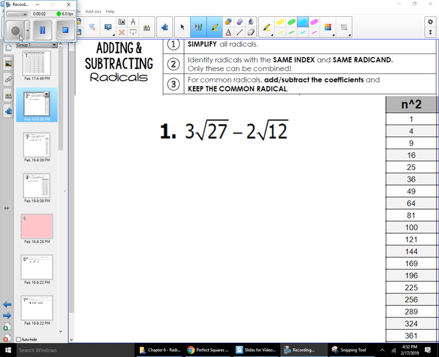All right, starting light and breezy with just combining two radicals here. Notice we don't have the same radicand, so at first glance we're like, oh, can I even do this subtraction? We always want to start by seeing if we can simplify. We have the same index for both of these radicals.